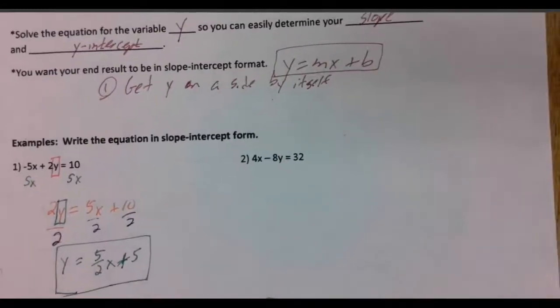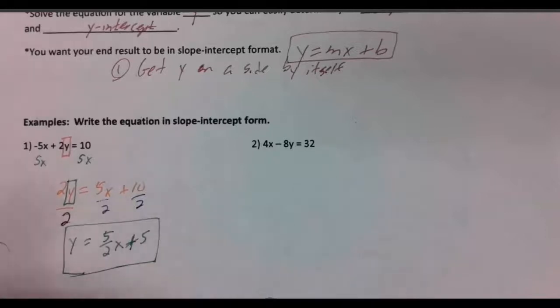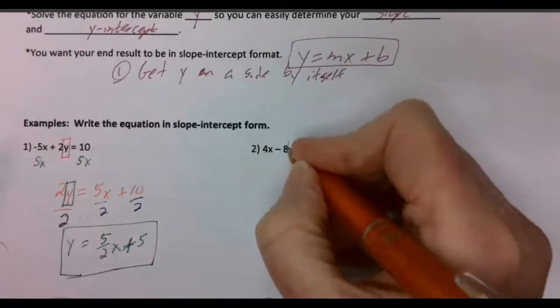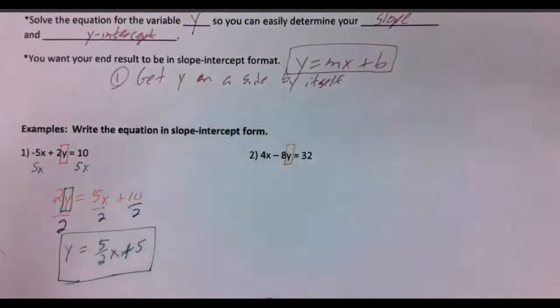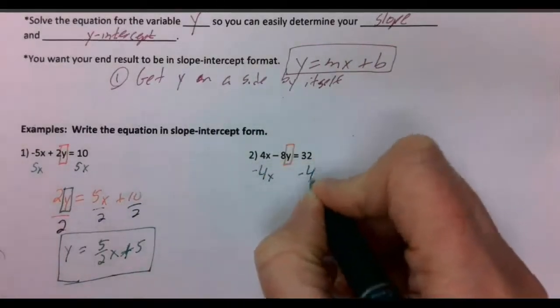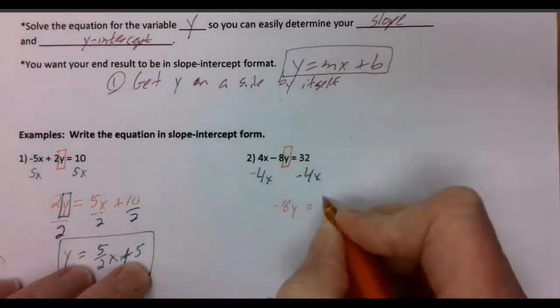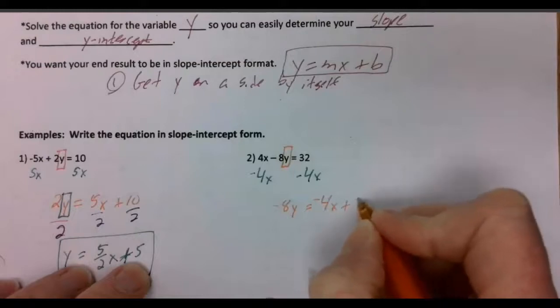Okay? So what I'd love for you to do right now is to pause your video and do this one on your own. And remember, what you're trying to do is get y all by itself. Okay? So if you want to try this one all on your own, that would be awesome. Pause it right now. So hopefully you've tried this already, and you've already subtracted 4x from both sides. And we get negative 8y is equal to negative 4x plus 32.